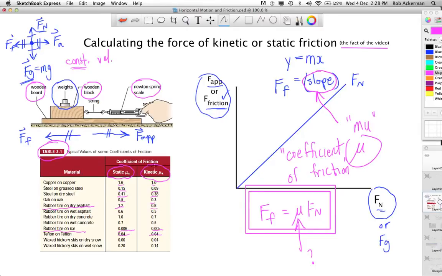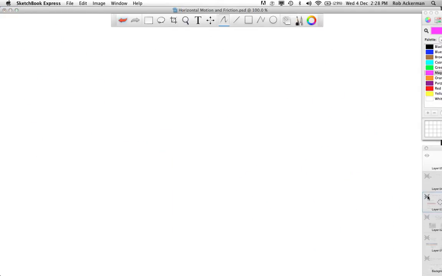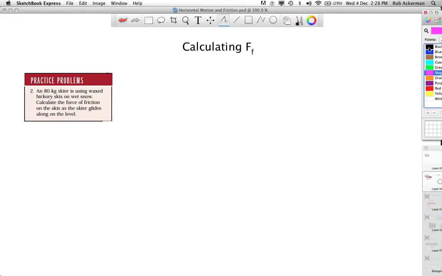All right, so let's now have a look at how we actually use this equation and these values in a problem, and then we'll wrap up. So here's a question also out of the same book. An 80-kilogram skier is using waxed hickory skis on wet snow. Calculate the force of friction on the skis as the skier glides along the level. They mean on a horizontal surface.